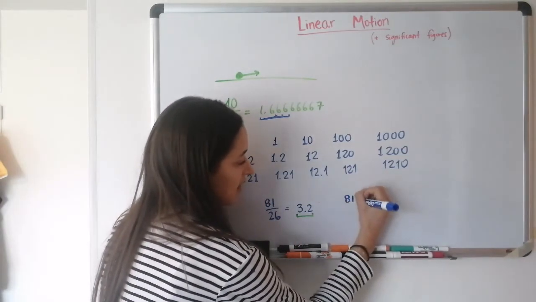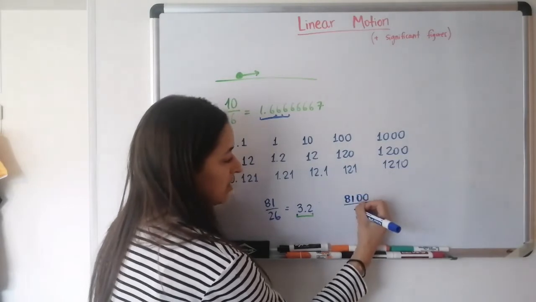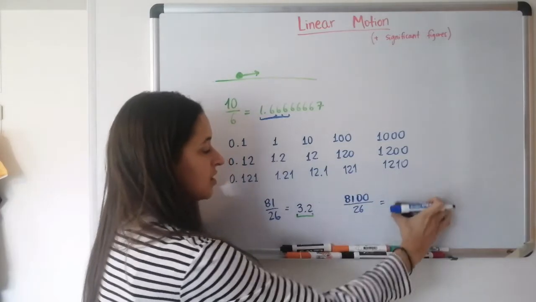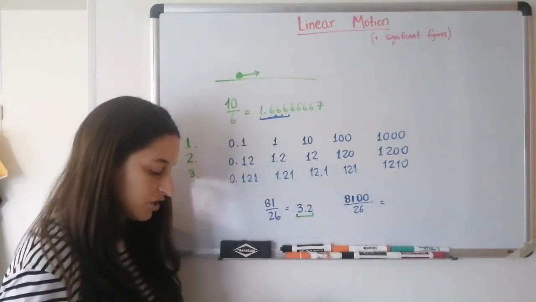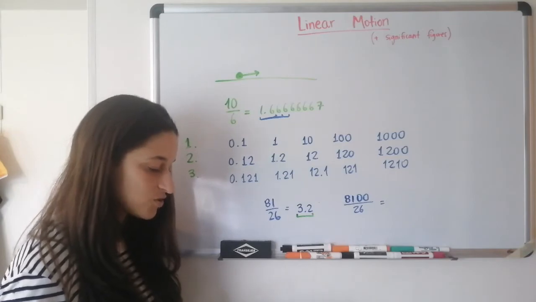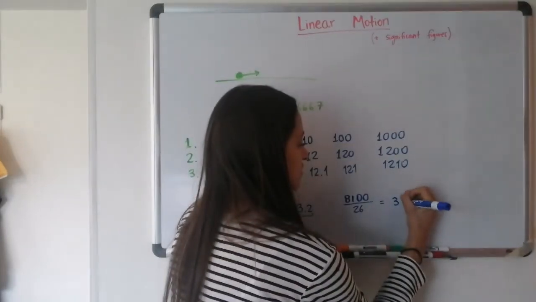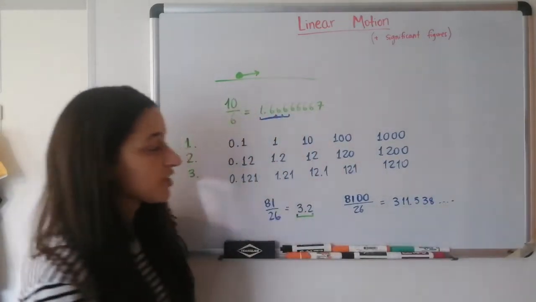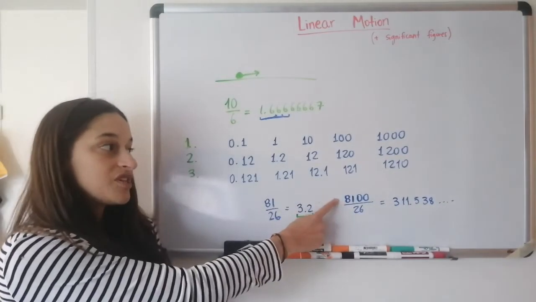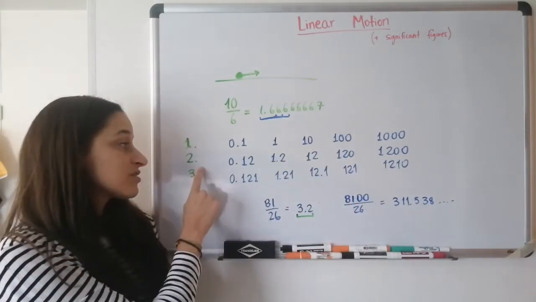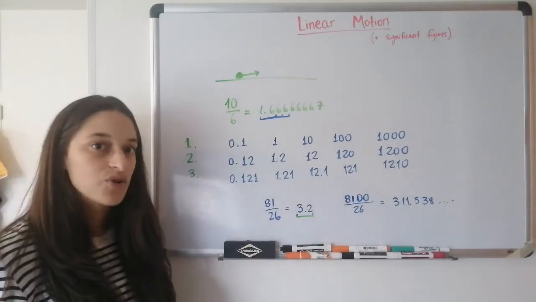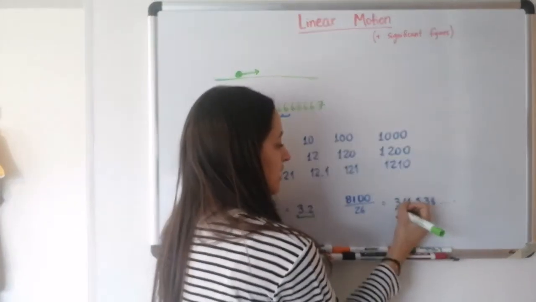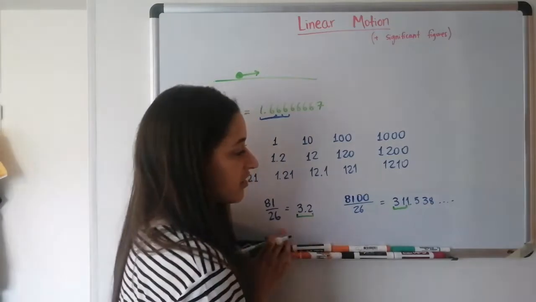So instead of 81, we have 8,100. So I'm going to get the same answer, but move to the right. So let me do it in the calculator. 8,100 divided by 26 gives me 311.538 and the rest of the numbers. So again, this number, even though it has more zeros, is just like this example. It still has two significant figures because the rest are zeros. So in our answer, we're still looking for two significant figures. So we care about the 3 and we care about the 1, but we care about nothing else.